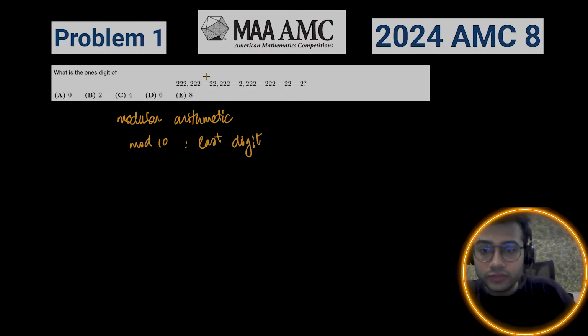So all of these will reduce to 2, right? The last digit is 2, so this mod 10 is 2. This is also 2, 2, 2, 2, and 2. So this will become 2 minus 2 minus 2 minus 2 minus 2 minus 2. So there are 6 2's here.